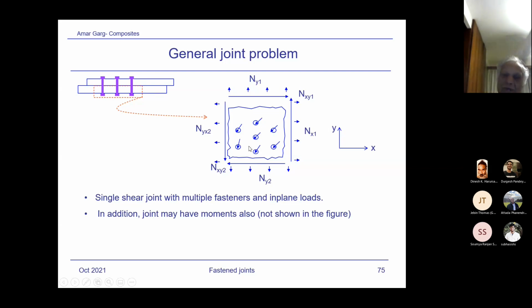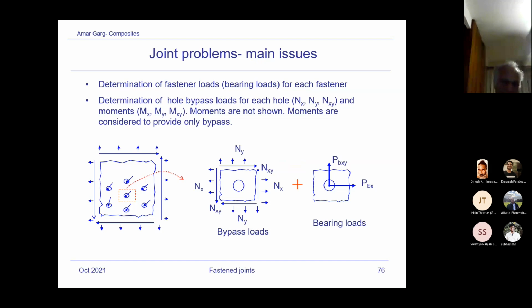Now, when you're trying to analyze this, it becomes a very complicated problem when you have multiple fasteners and multiple loading situations. In order to analyze this, suppose we pick up this fastener. Then we will divide the loads. There are 2 types of loads we are defining. One is the bearing load. Another is the bypass load.